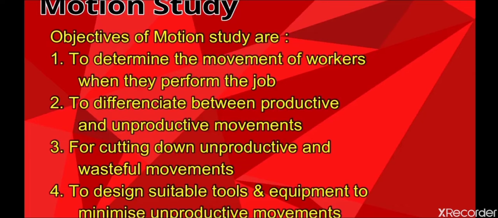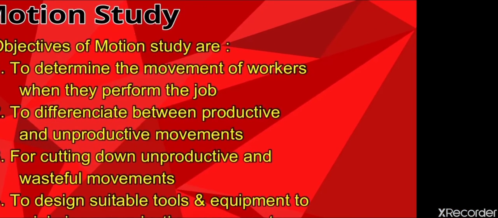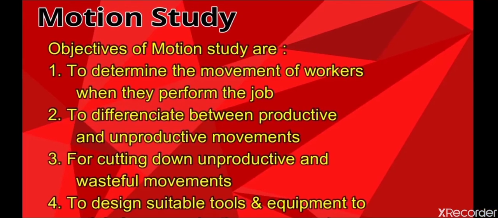Number 3, for cutting down unproductive and wasteful movement. The next move should be to cut down the unproductive and wasteful movements. Point 4 says to design suitable tools and equipments to minimize unproductive movement. Some techniques, equipments or tools should be designed to minimize the unproductive movements. क्योंकि अगर इतने ज़्यादा अनप्रोडक्टिव मूवमेंट्स रहेंगे तो फिर कभी भी टाइमली टारगेट कंप्लीट होगा ही नहीं. That is all about motion study.